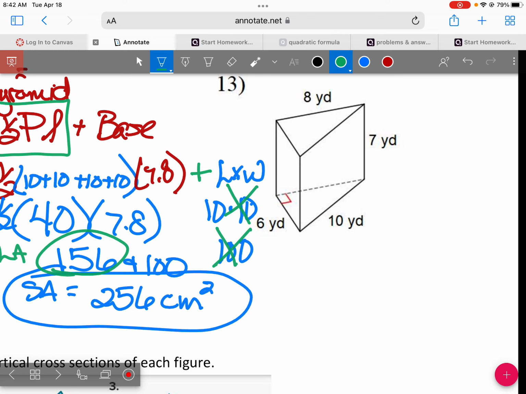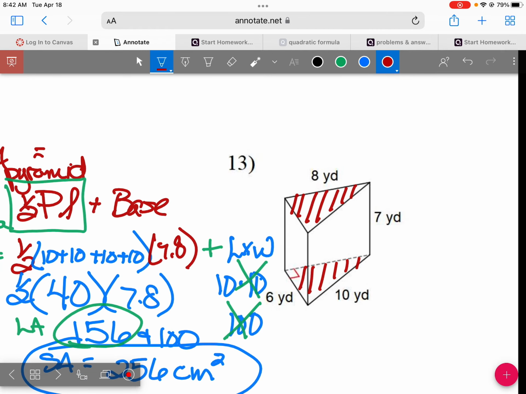13, is this a pyramid with one base, or is this a prism with two bases? It is a prism. What is the name of this prism? Triangular prism. So that means my base is in the shape of a triangle.